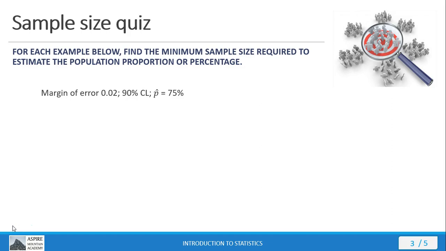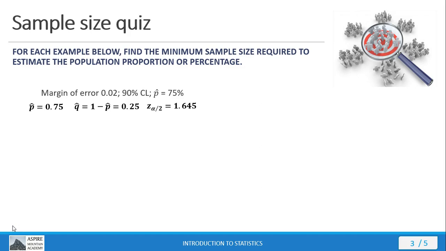So let's look at a little quiz to test our knowledge of what we just learned about sample size. For each example that we're going to look at, find the minimum sample size required to estimate the population proportion or percentage. Let's walk through the first one together. So we've got a margin of error of 0.02, 90% confidence level, and p hat is 75%. Well, p hat being 75% means that q hat is going to be 25%.